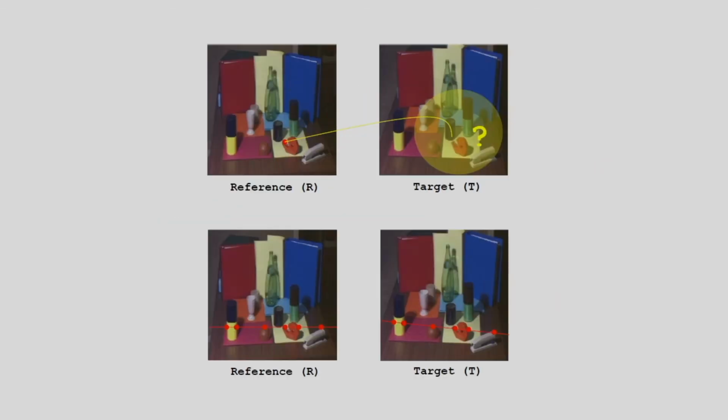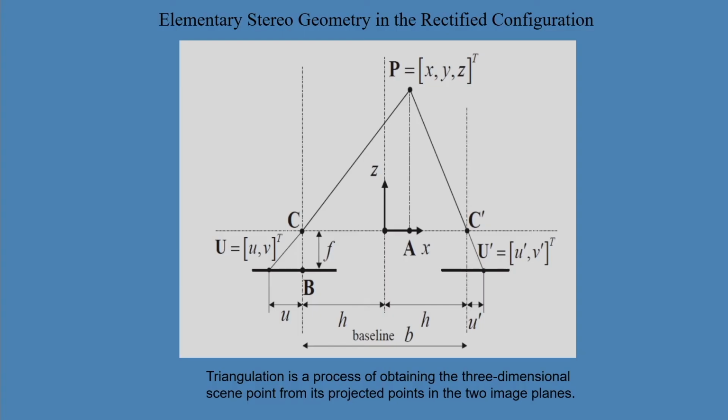Here again I have shown another example, that is the before rectification and the after rectifications. So how to find the correspondence between the two images, one is the reference image, another one is the target image. Now here I have shown the elementary stereo geometry in the rectified configuration. So that means from this configuration I want to determine the depth information.